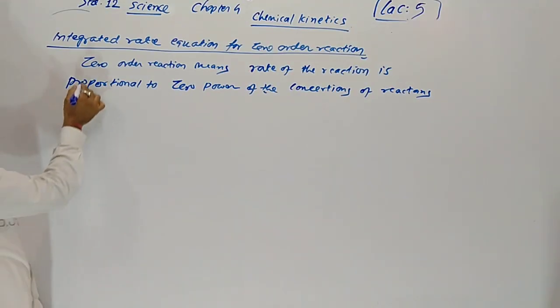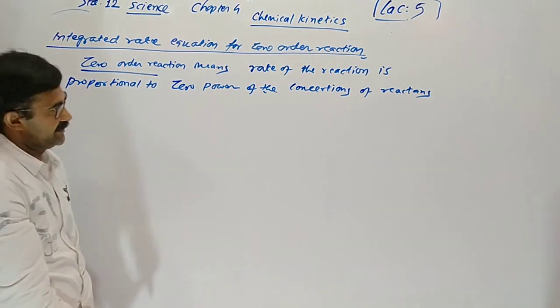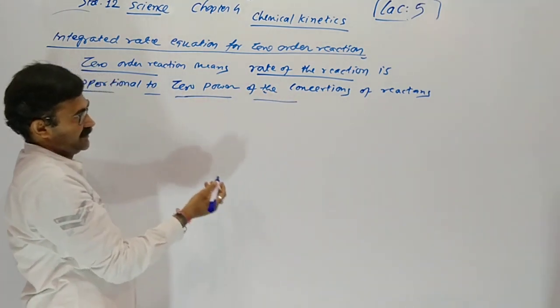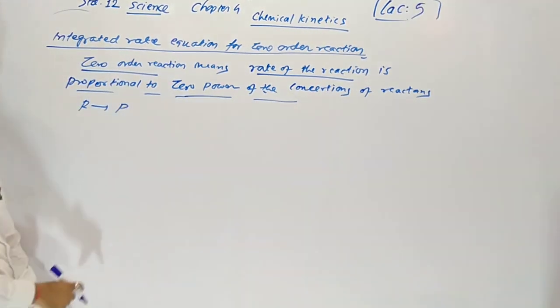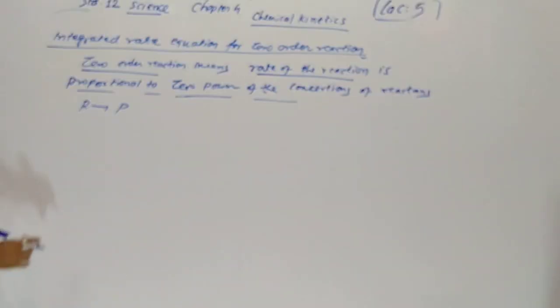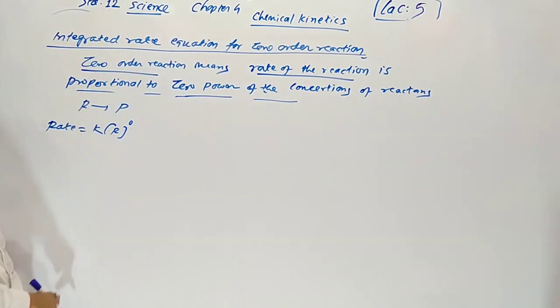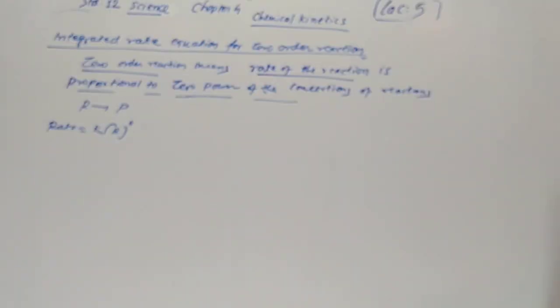Consider the equation. Zero order means the rate of the reaction is proportional to zero power of the concentration of the reactant. We are assuming the reaction R gives P. So here the differential rate equation is derivative rate equal to K R raised to 0. Here R raised to 0 is unity. The value of any quantity raised to 0 becomes 1.